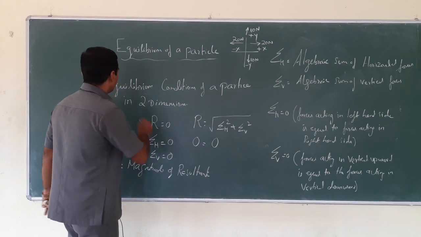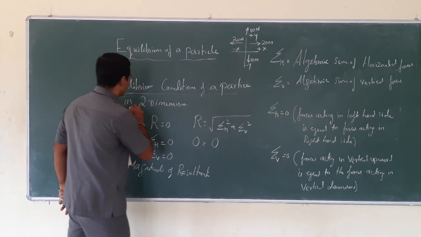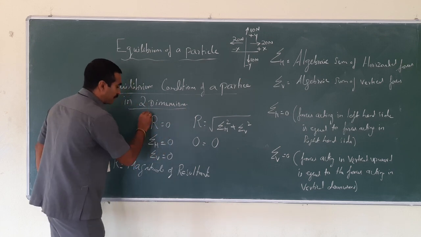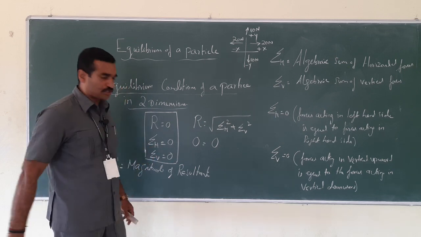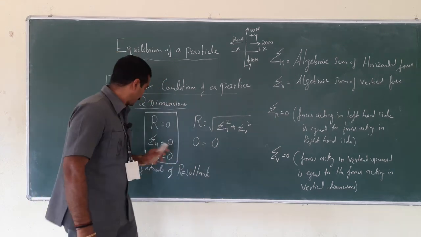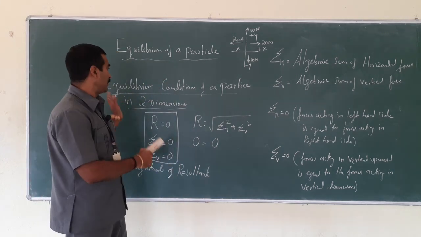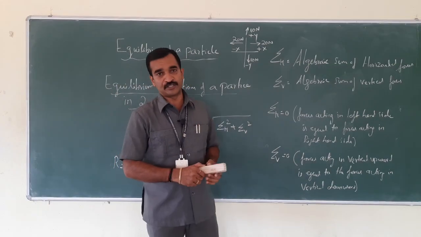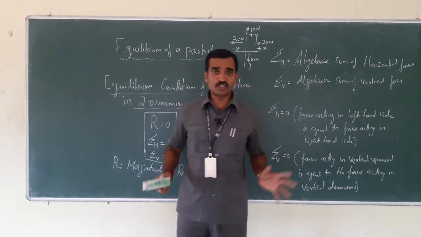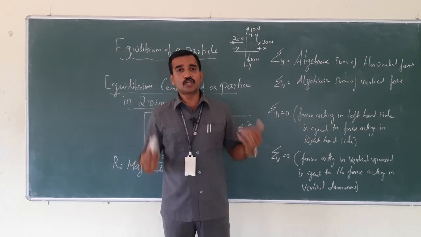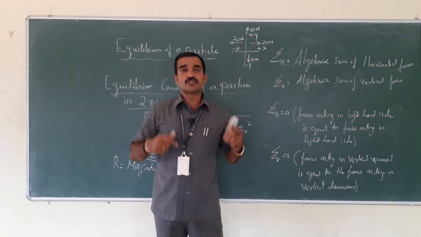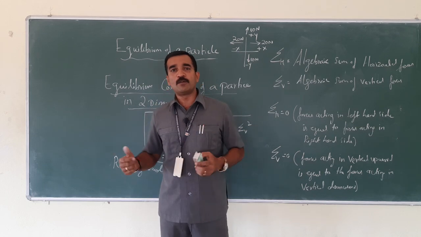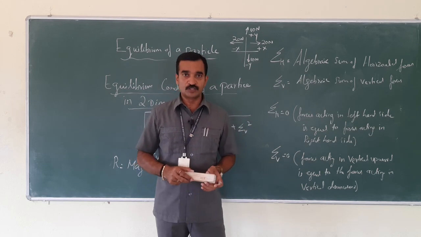So, in a nutshell, the equilibrium condition of a particle in two dimensions means R is equal to 0, summation V is equal to 0 and summation H is equal to 0. This is the equilibrium condition of a particle. Hope you have understood the concept of equilibrium and equilibrant. With this concept, I will solve a few problems in the upcoming videos. Thank you.